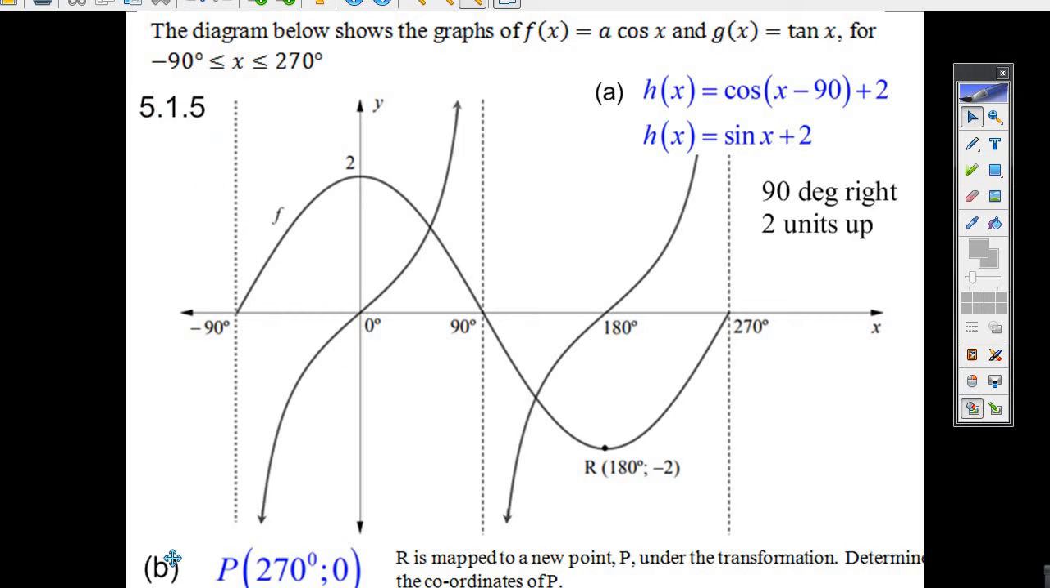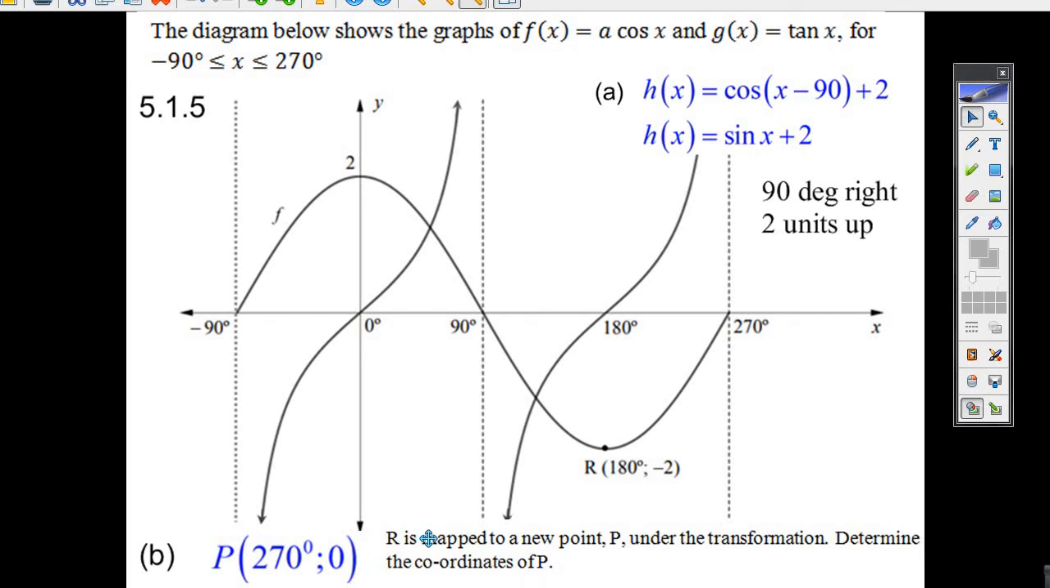Okay, the last question, 5.1.5. It says two questions here. The first question says, okay, there's this graph. They say it's going to go 90 degrees to the right, but 2 units up. And all you have to know, if you want to move any function to the right, you subtract inside the bracket. So you just go the cosine of x minus 90 plus 2.